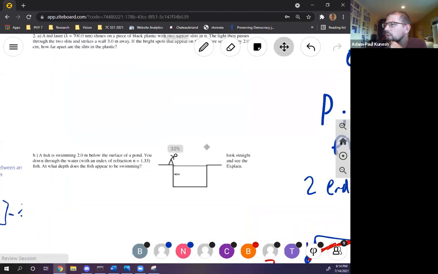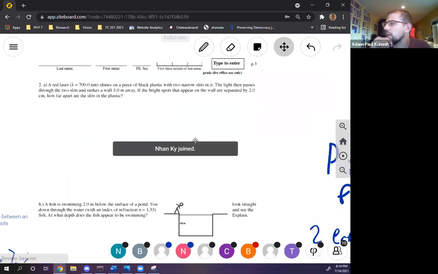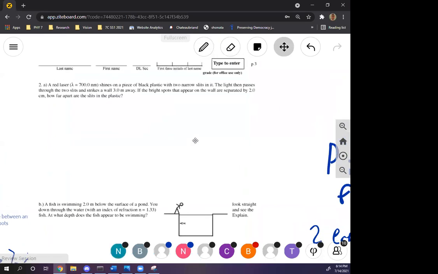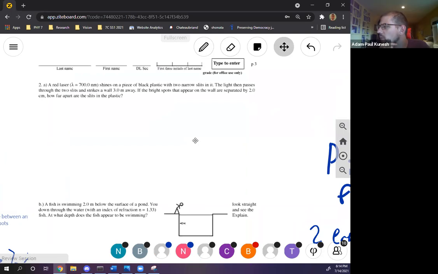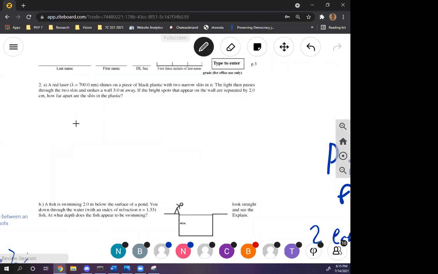Okay, a red laser, 700 nanometers, shines on a piece of black plastic with 2 narrow slits on it. The light then passes through the 2 slits and strikes a wall 3 meters away. The bright spots that appear on the wall are separated by 2 centimeters. How far apart are the slits in the plastic? So the question is, why is n 2 and not 1? Or why is delta y 2 and not 1?